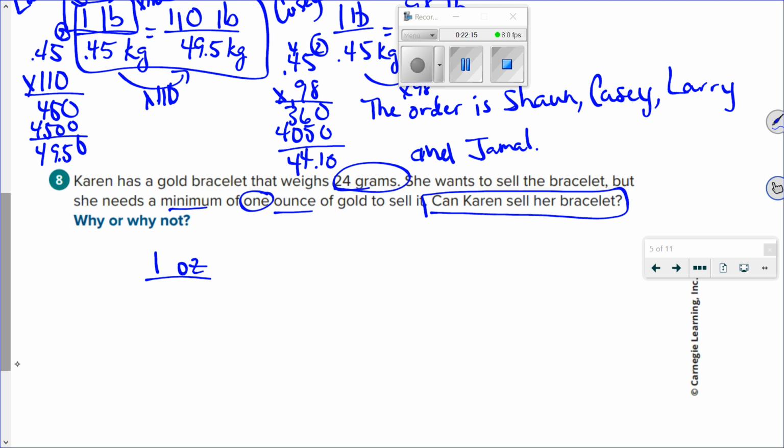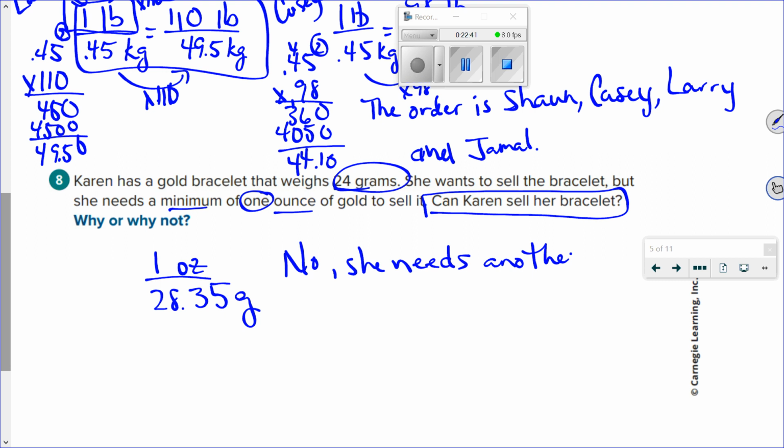Look at the other page. 1 ounce is 28 and 3,500 grams. She needs 1 ounce. She only has 24 grams. Did she make it? No. No, she needs another 4.35 grams to sell.